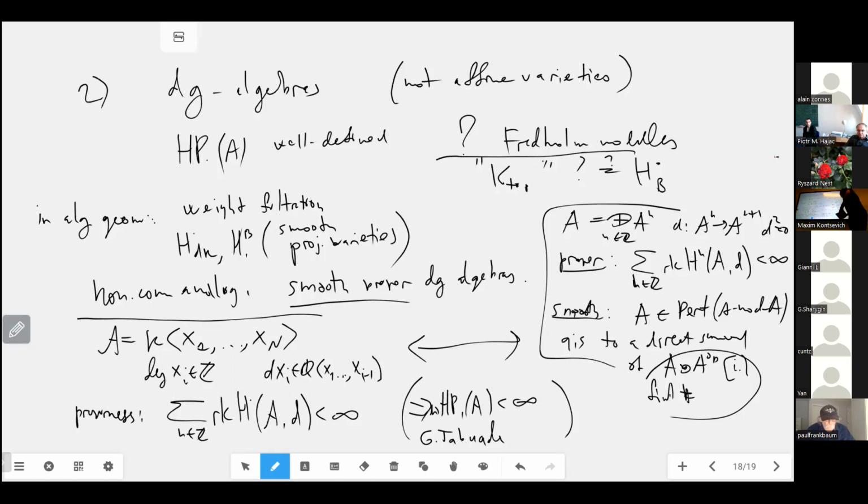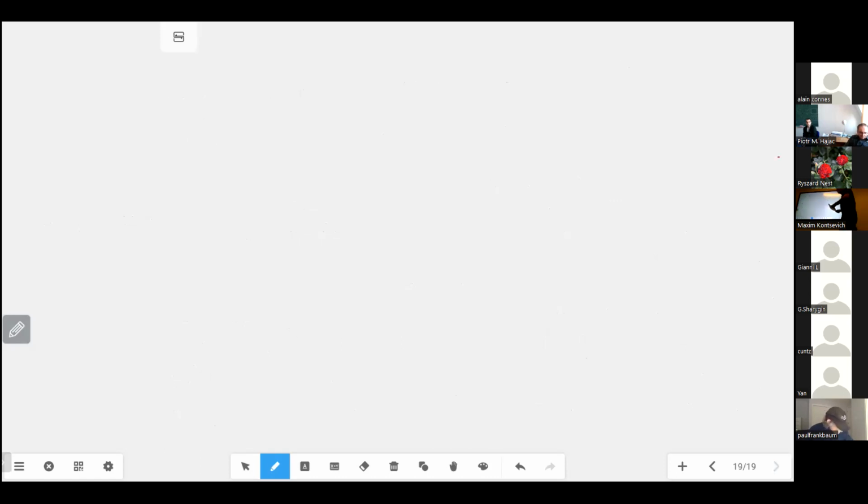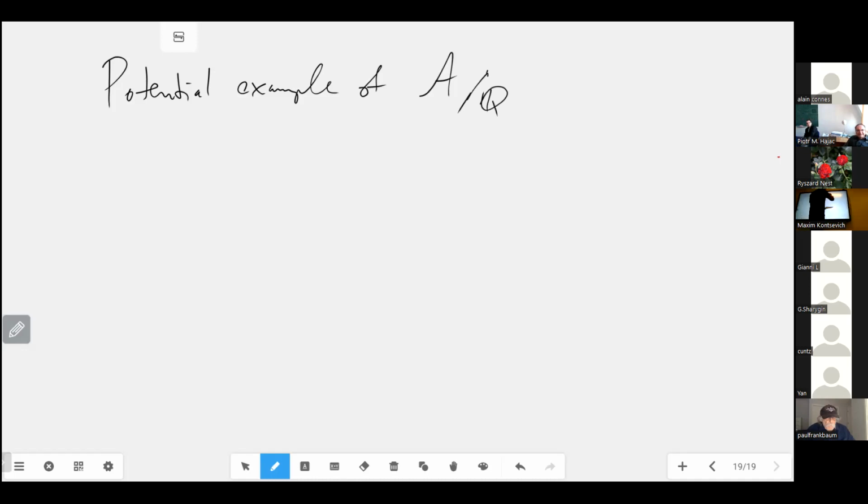Now I just want to finish with the following example, which seems to indicate that we really have new numbers and that things are much more interesting than the usual commutative algebraic geometry. So this is a potential example of some algebra Q such that periods are exotic, and the dimension of cohomology will be infinite.